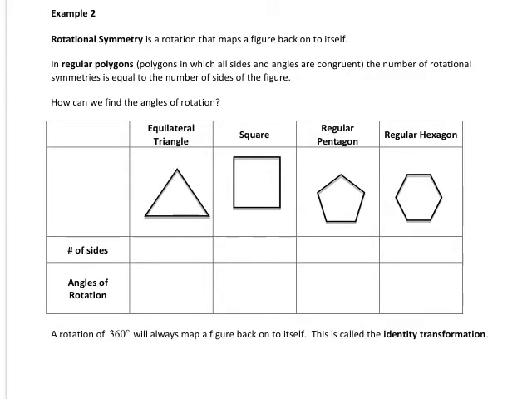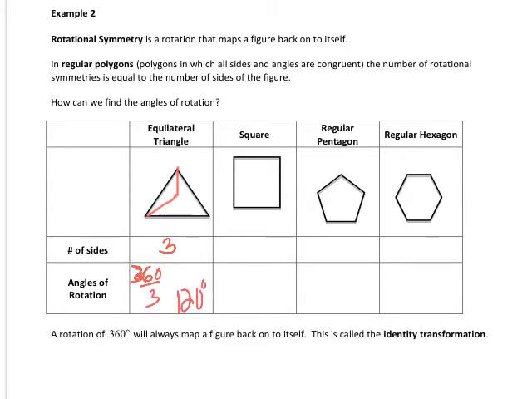So if I want to figure out the actual degree measure of rotation, if you take the center and draw lines to the vertices, this angle measurement in here is going to be the angle of rotation. How much do I have to rotate this image before it looks like itself again? And you basically take the number of sides and you divide it into 360. So 360 divided by 3 is 120 degrees.